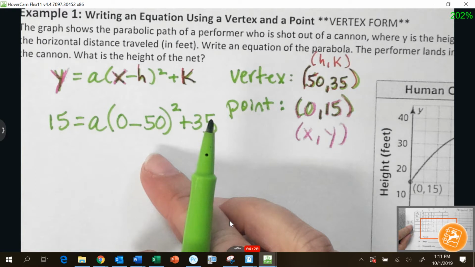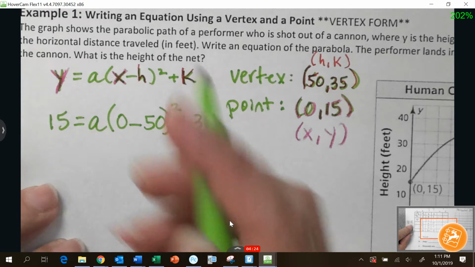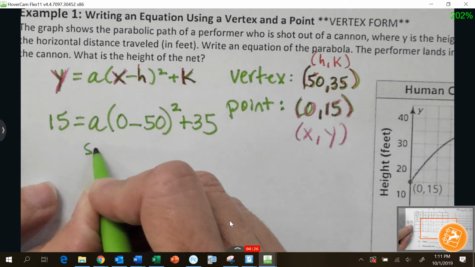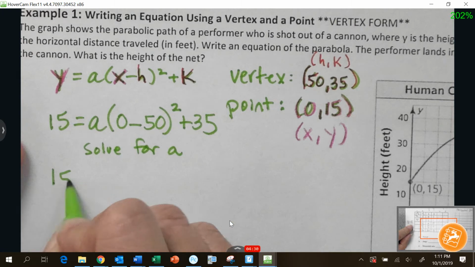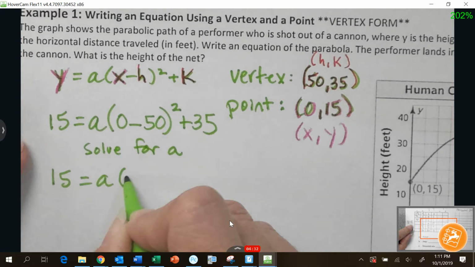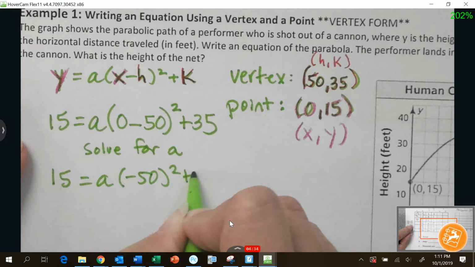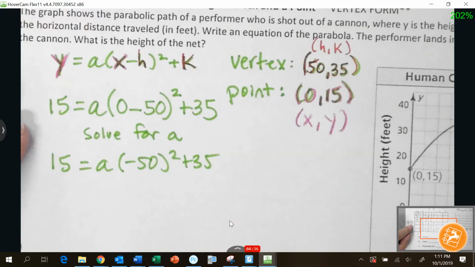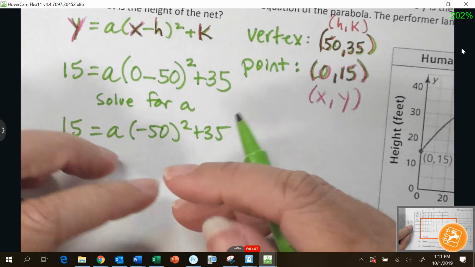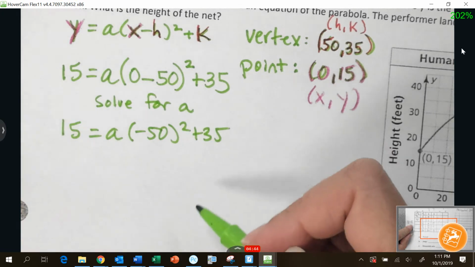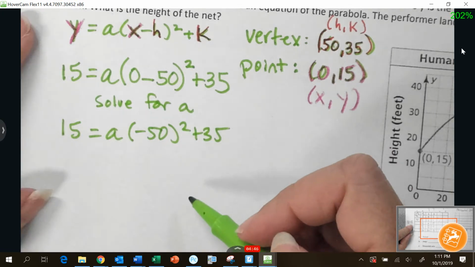Okay, so we're going to solve for a. So I've got 15 equals a parenthesis negative 50 squared plus 35. What am I going to do to solve for a? You kind of want to think about this being an onion, and an onion has layers, and you have to peel away the layers. It's from Shrek, something.